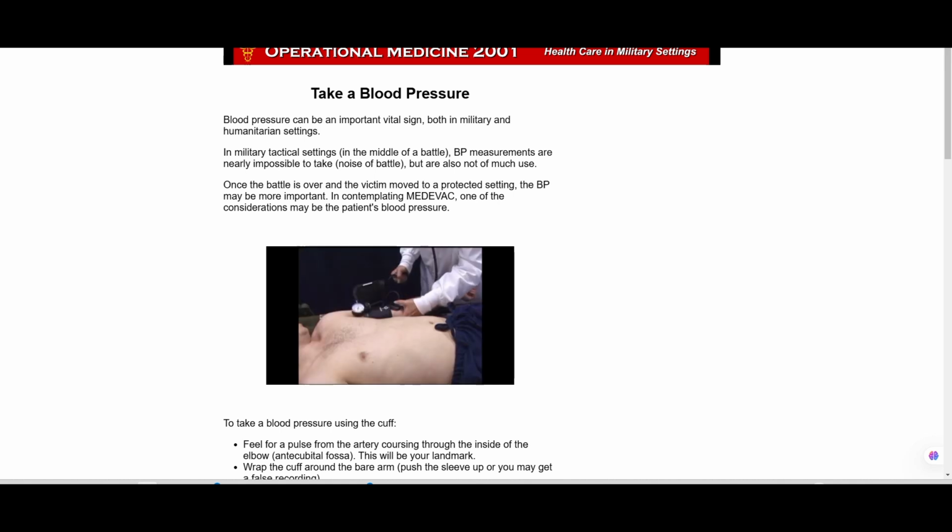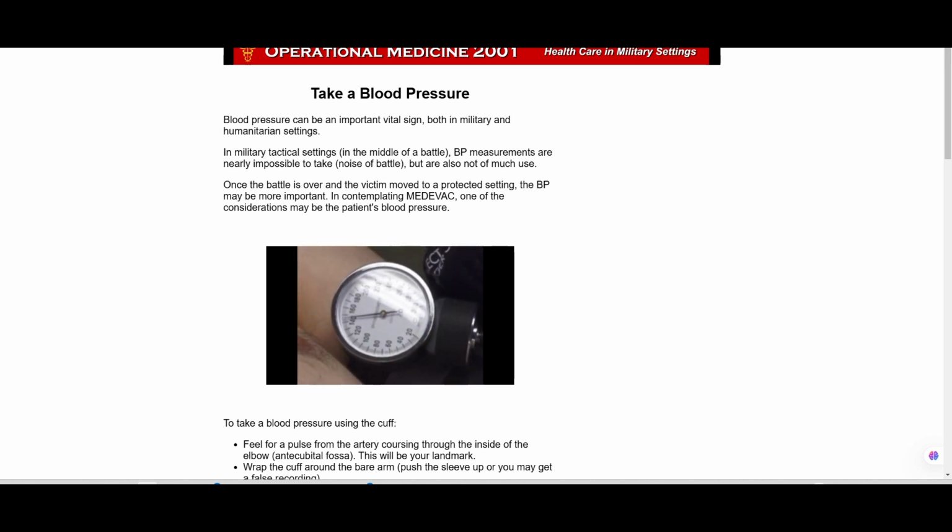Pump the manometer bulb to 20 millimeters above a possible systolic pressure. Release the valve on the manometer bulb to gradually release air from the cuff. Note the level on the mercury column or dial at which you first hear a heartbeat. This is the systolic pressure.